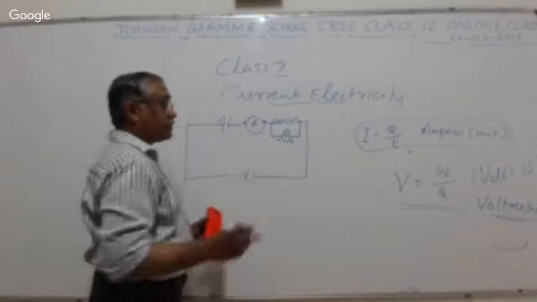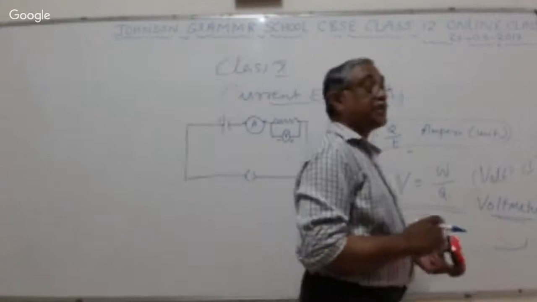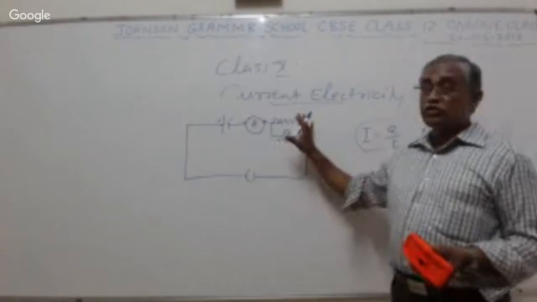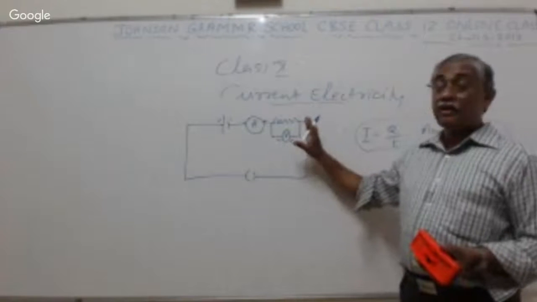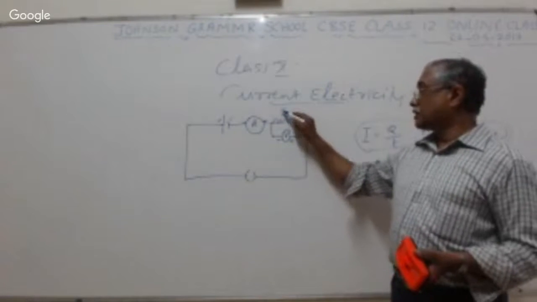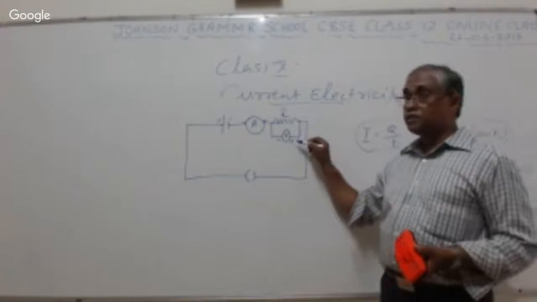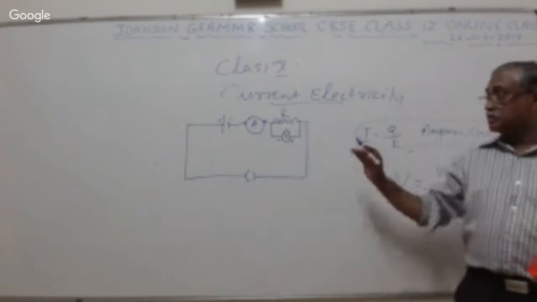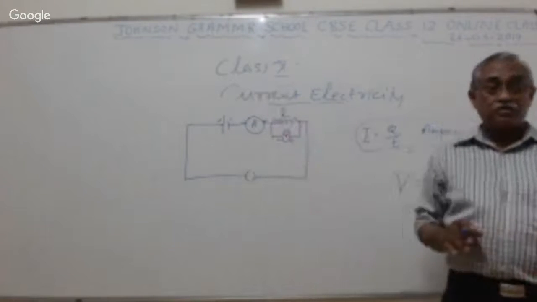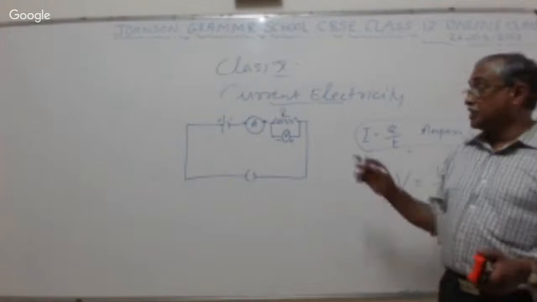An ammeter will always be connected in the circuit in series, and a voltmeter is always connected in parallel to a given resistor only. So we can connect the voltmeter only across a resistor. The ammeter can be connected anywhere. There is no problem in connecting an ammeter. So it is a series connection.